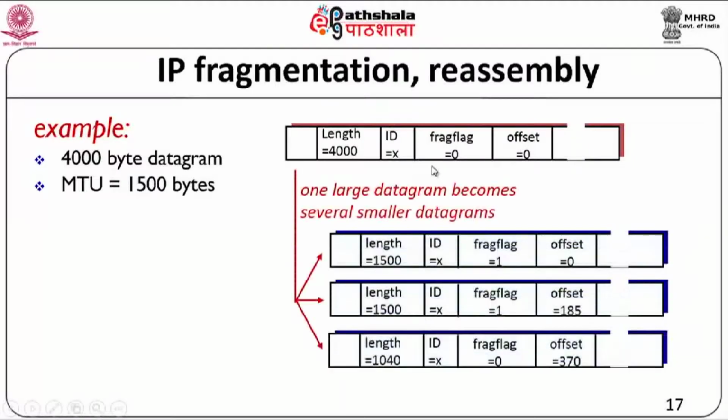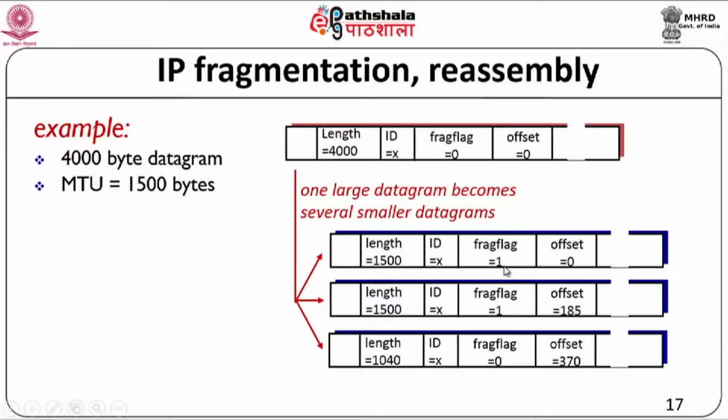Now, this large datagram, if it has to be sent on an MTU of 1500 bytes, has to be split into at least 3 smaller datagrams. Let us look at how this split will be done and what information will be carried in these fragments. The original length was 4000, now the length will become 1500. In these 3 datagrams, you are going to carry only 1500 byte sized datagrams. The ID field in all the 3 will be the same, x. The same x is copied into all the 3, so all these 3 belong to the same original packet.